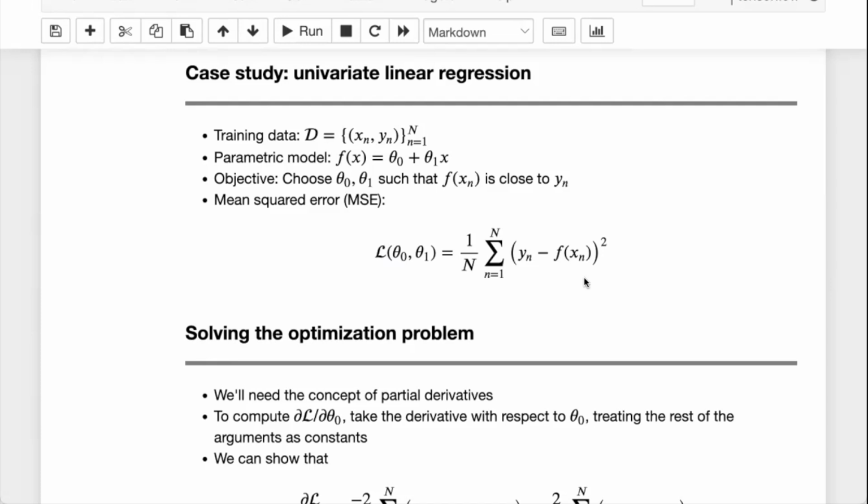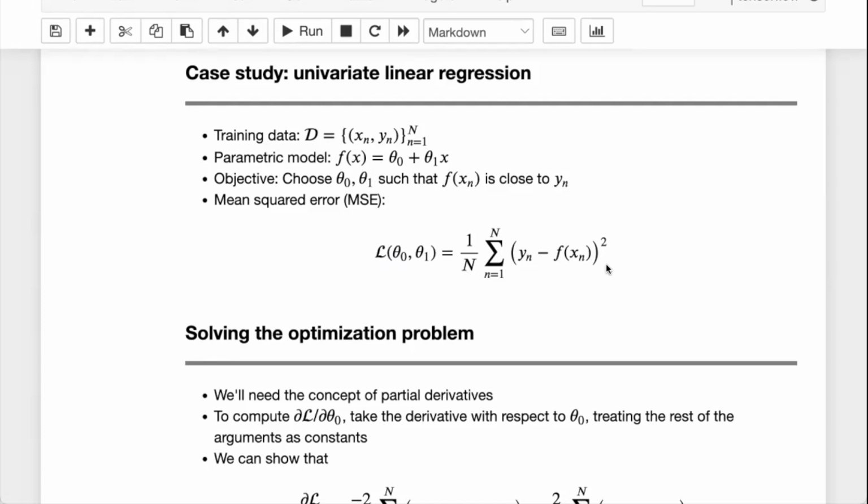Something to keep in mind is that this constant that we use right before the summation does not change the optimal solution of theta 0 and theta 1 because in this case we are not necessarily looking at the minimum value of this loss function.